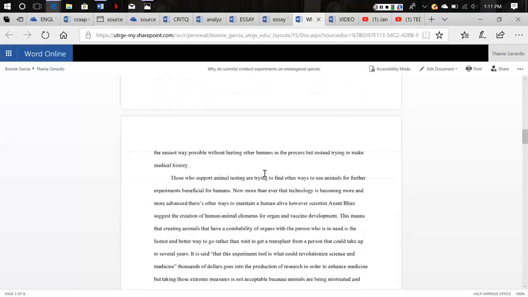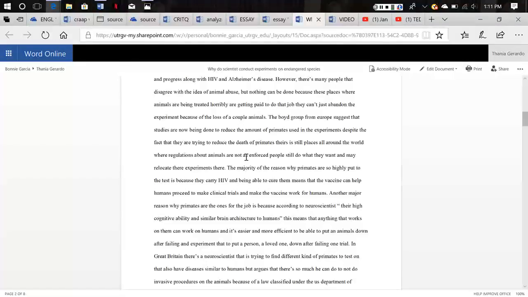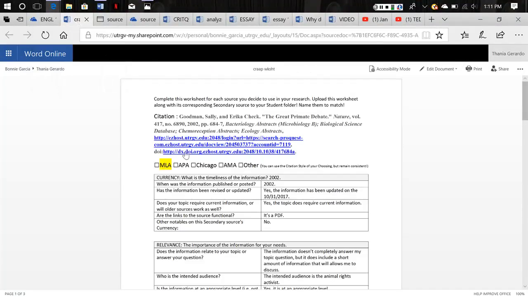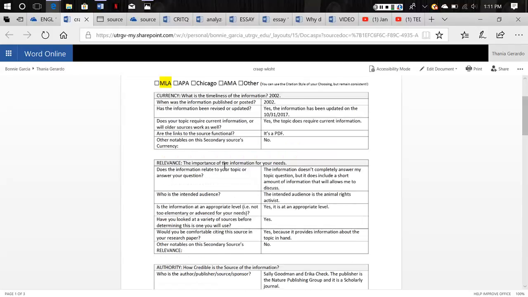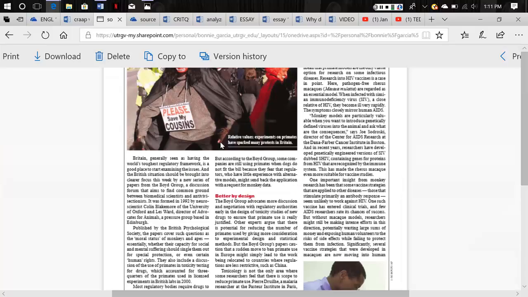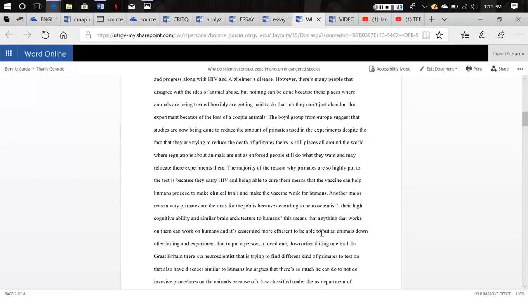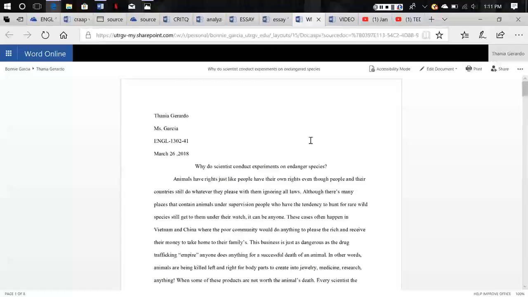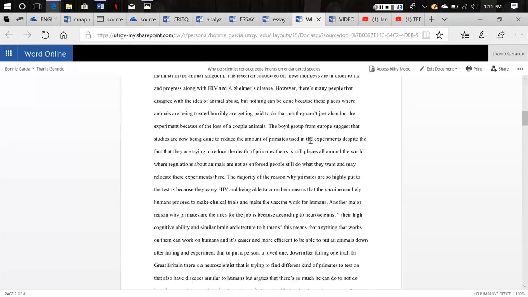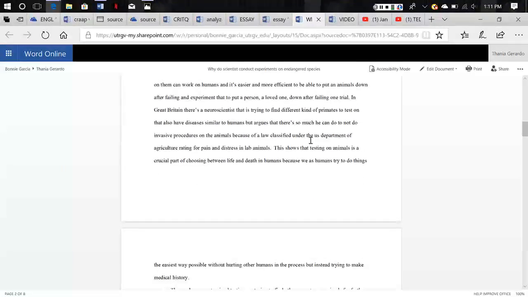And the whole article was about animal activists, I don't know if I'm saying it right, worrying about what's going to happen if they become endangered. So it was a reason why they were becoming endangered. It wasn't why they conduct experiments on endangered species. It's just, why do they keep doing it if they're already becoming endangered? So that was my first paragraph.